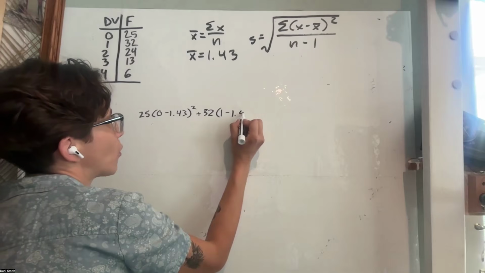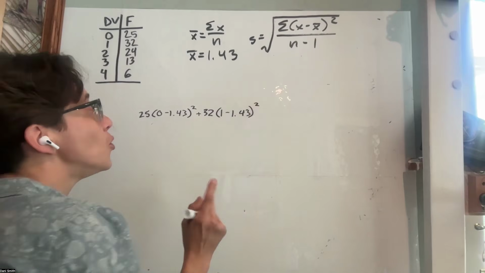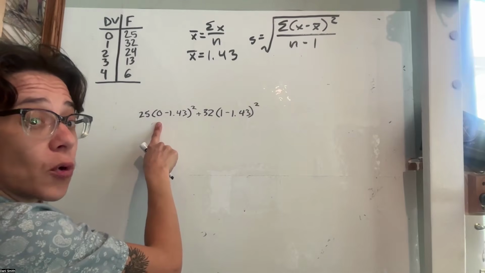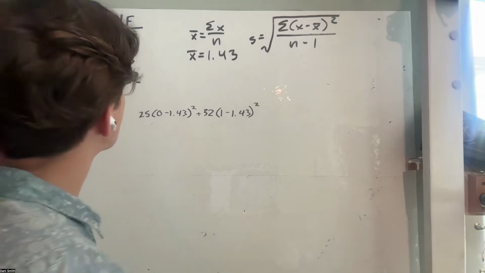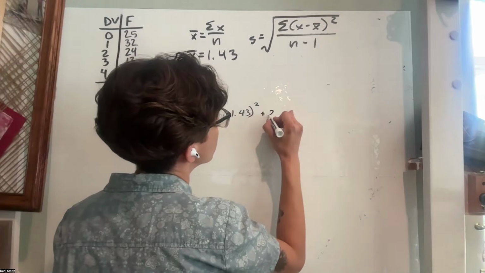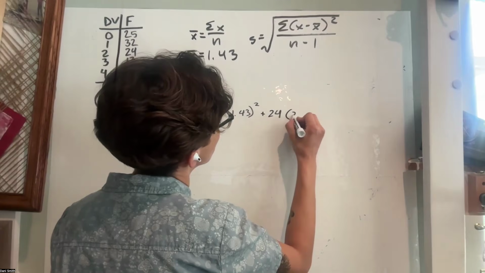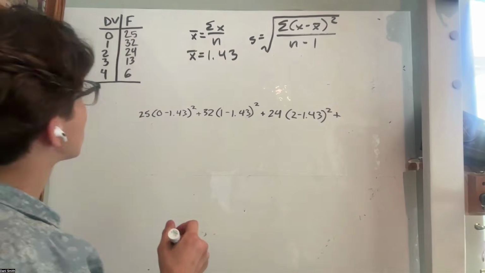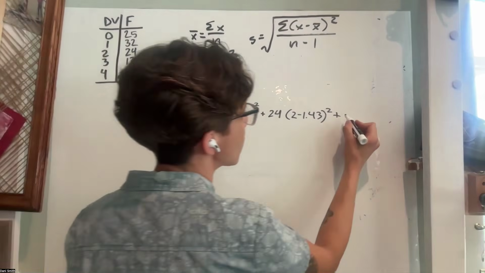I then will have 32 ones. Gotta subtract the 1.43 from that and square it. You cannot do the multiplying first. Order of operations gets really important here. Let's see. We've got 24 twos. So plus 24 times 2 minus 1.43 squared. And then let's see, 13 and 3.